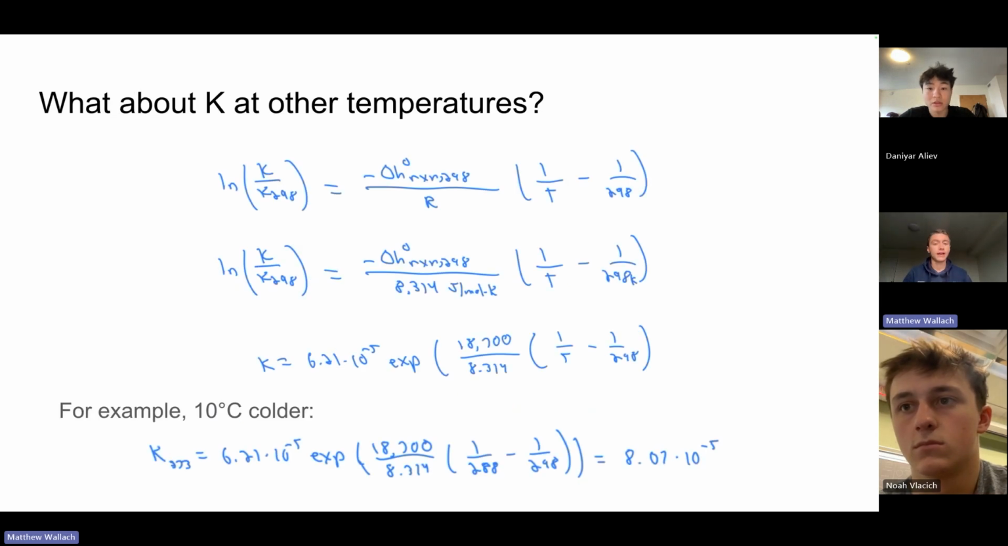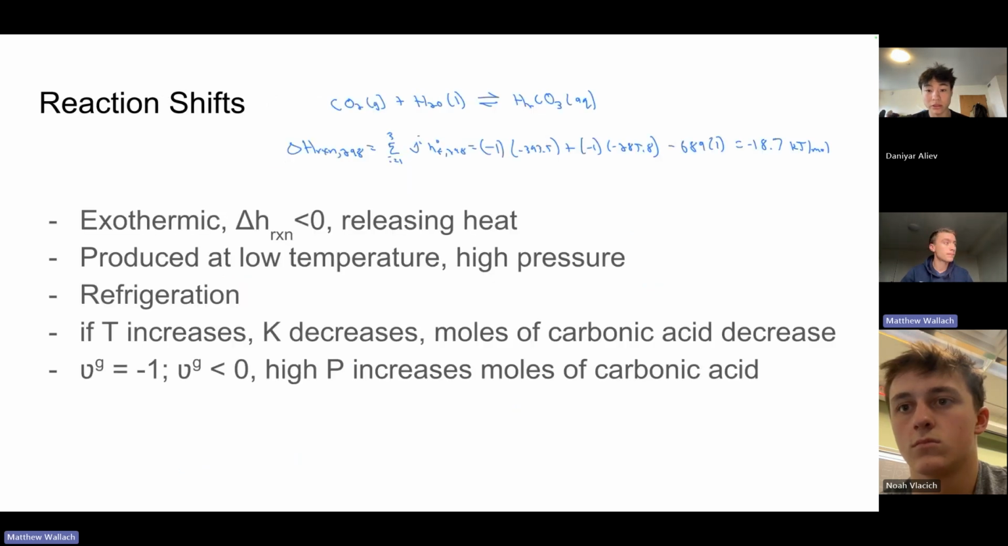However, you can also find K at other temperatures, as we've done in class. So using this formula here, you can find the third formula on the slide. You can find the K at any temperature. So for example, if you were to decrease the temperature by 10 degrees Celsius or 10 Kelvin, then you would get a K at 288 of 8.07 times 10 to the -5. So you can see it increases, which Noah can get into now.